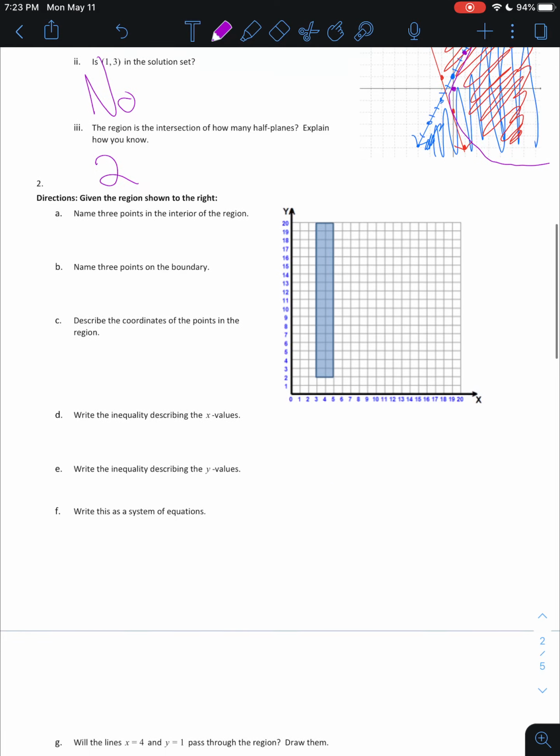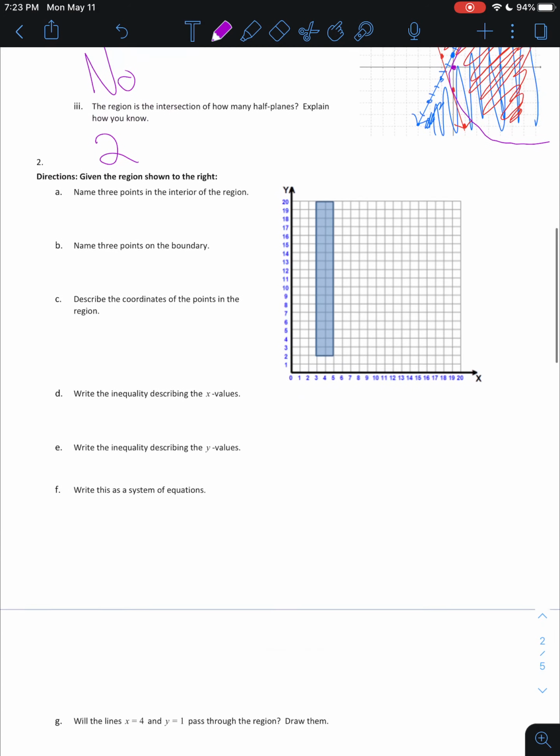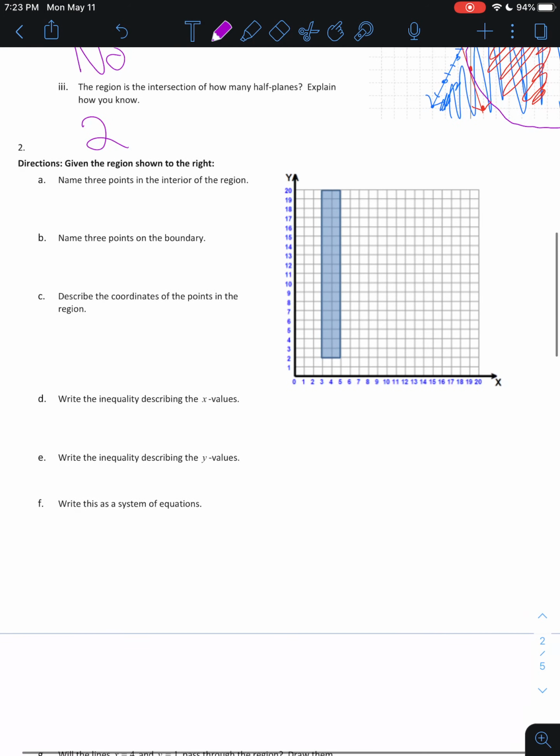Okay, let's look at our next problem here. So this time we actually have a graph for us already. We have this kind of long rectangle. And it says, name 3 points in the interior of the region. So the interior of the region is basically anything inside the rectangle. So we could just say this would be a point inside the rectangle, this would be a point, and that would be a point, right?